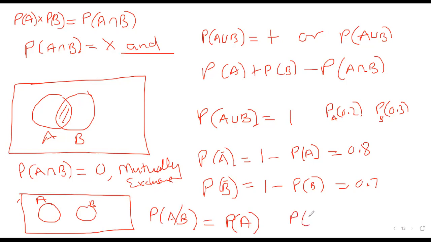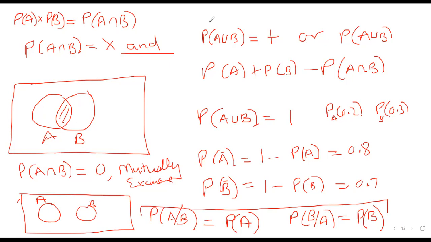If you have B given A, if they're independent, this must be equal to what? B. If you have B given Z, it's still B. This means that the events are independent. So independence occurs if and only if A given B is A or B given A is B.